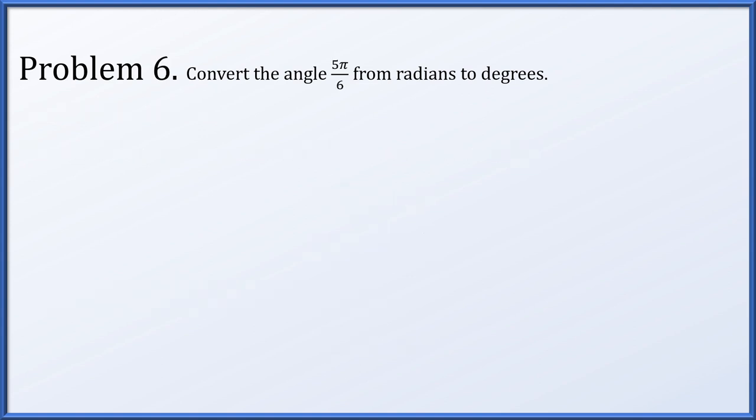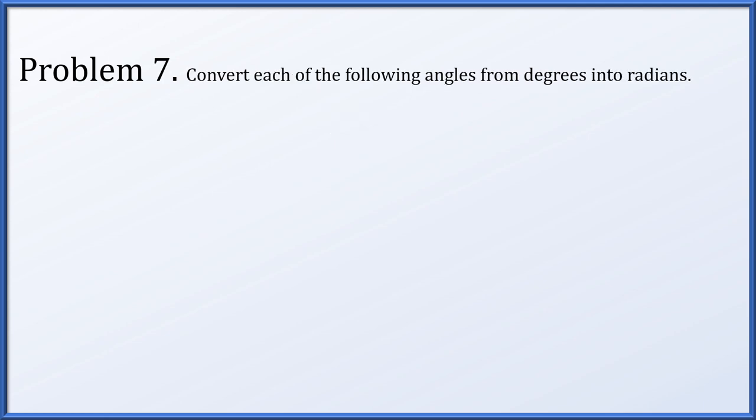Problem 6, convert 5 pi over 6 radians into degrees. Well, we know we just need to multiply by 180 over pi, and this works out to be 150 degrees. Problem 7, let's convert a bunch of angles from degrees into radians.